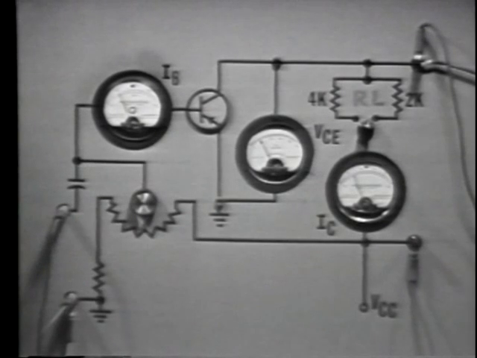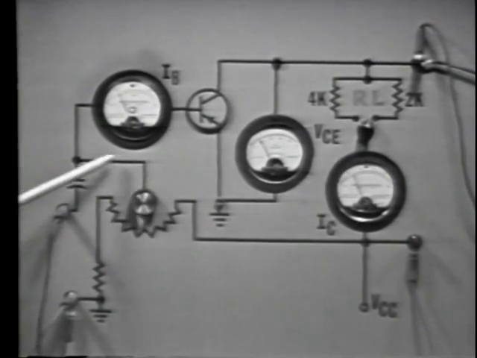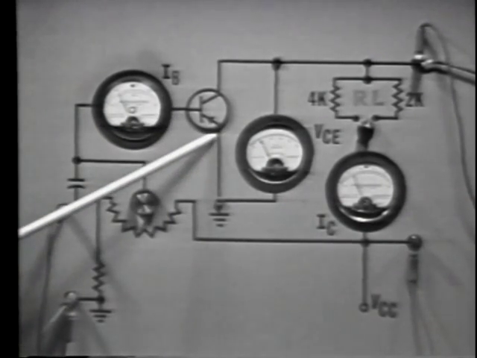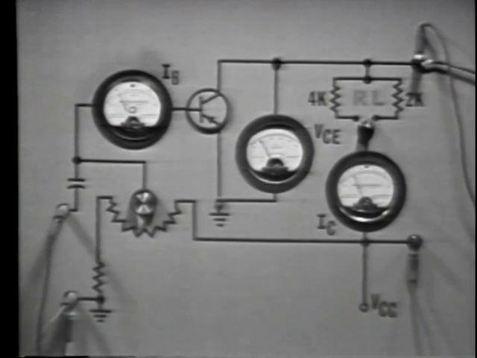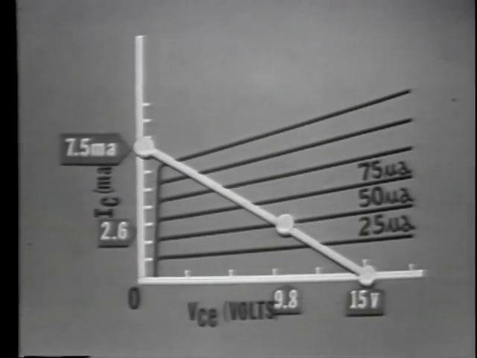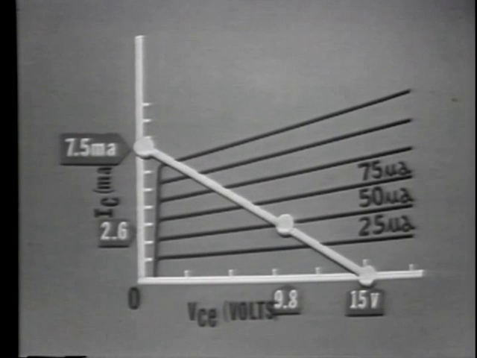Base current has a path from VCC through this variable resistor to a base current meter to a base to emitter resistance of 4K ohm to ground. The base current meter is reading 50 microamps. On this graph, 50 microamps intersects the load line here. This is the operating point for this circuit.